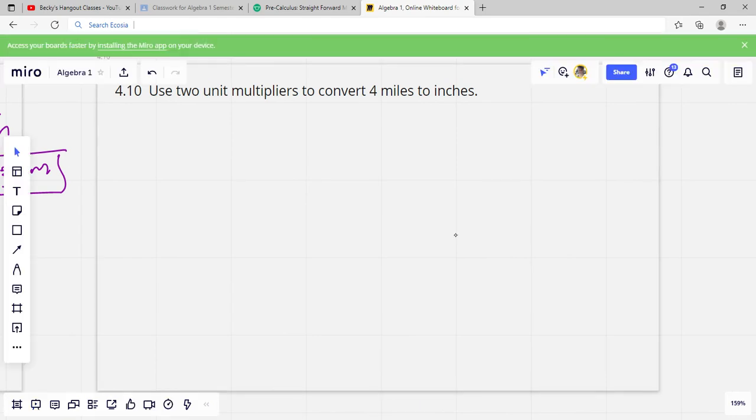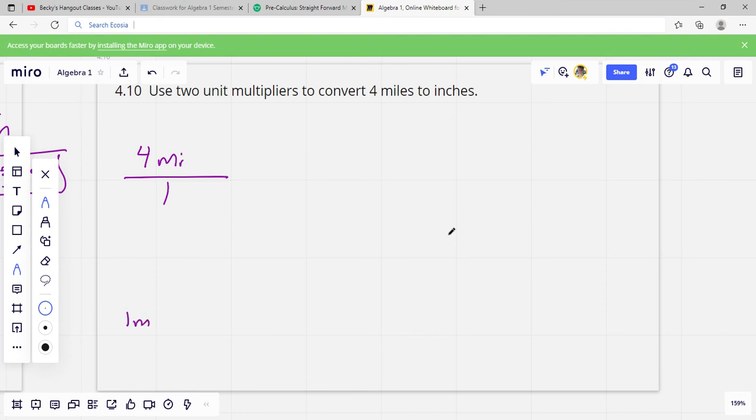Alright, use 2 unit multipliers to convert 4 miles to inches. Okay, so I'm going to have 4 miles, and I'm trying to get to inches. I may have to look it up in the book. Now, on page 21 of your book is a table of equivalent measures. This is going to tell you all of your unit conversions here. So, I've got miles, and I'm trying to get to inches.